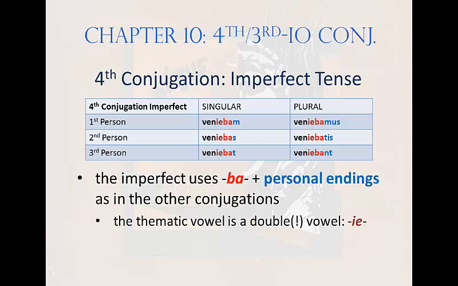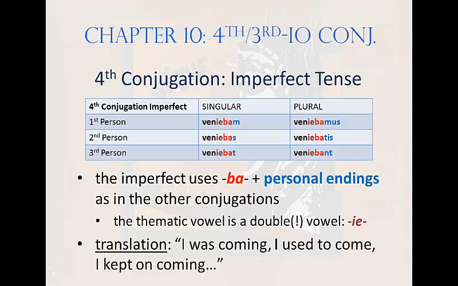The translation of the imperfect tense in fourth conjugation is also exactly what you would expect from the other conjugations. I was coming, I used to come, I kept on coming, but then I stopped coming because everything was so predictable and boring.